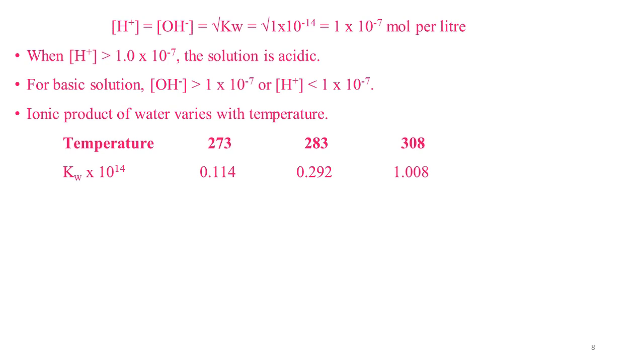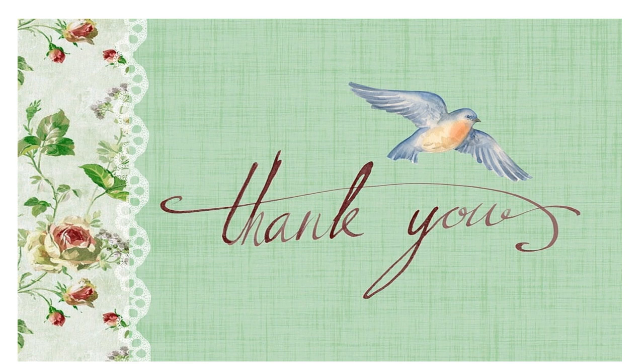Ionic product of water varies with temperature. At a temperature of 273 Kelvin, the ionic product of water Kw into 10 power 14 is 0.114. At 283 Kelvin, it is 0.292, and at 308 Kelvin, it is found to be 1.008.